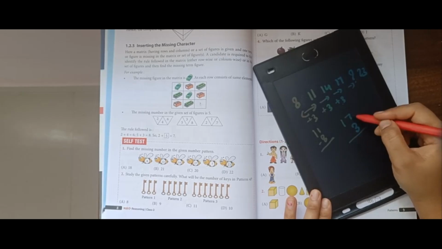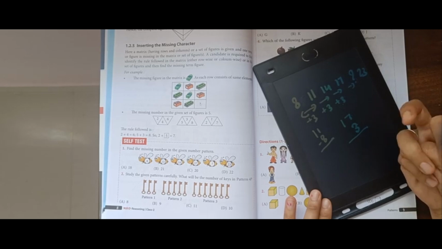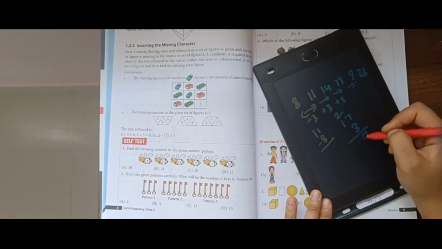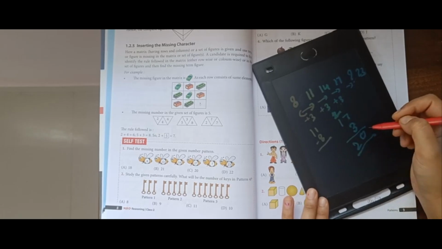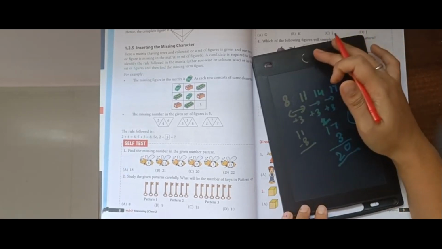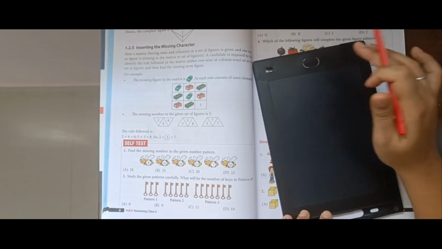17 plus 3 is 7 plus 3: 7 in the mind, 3 in the hand, 8, 9, 10. So 0, and 1 plus 1 is 2, so 20. So the first answer is C. Okay kids, you understood? The pattern follows plus 3, plus 3.